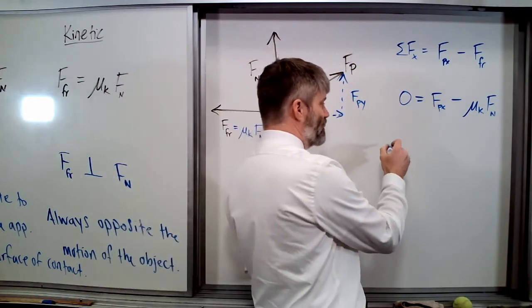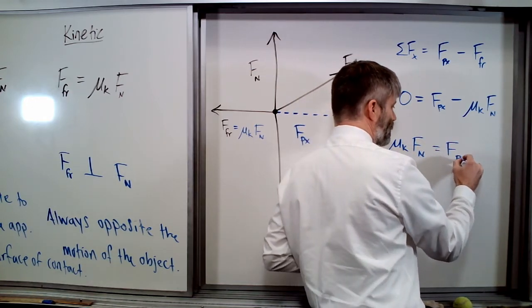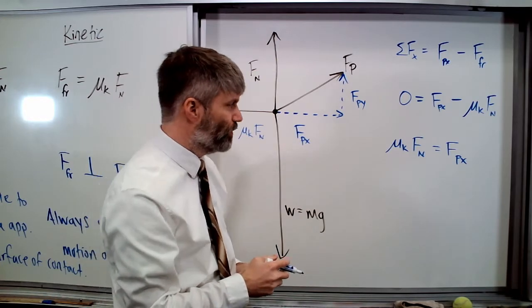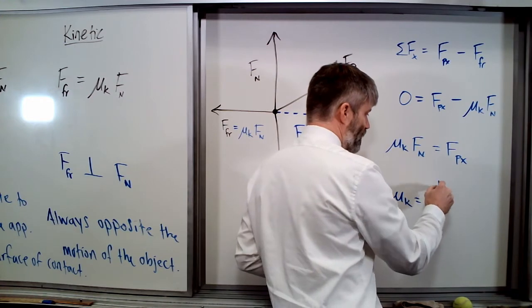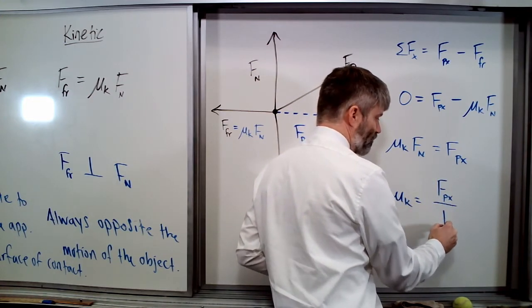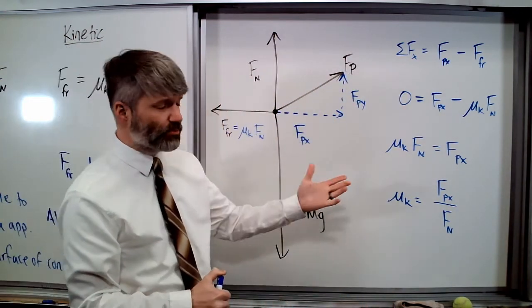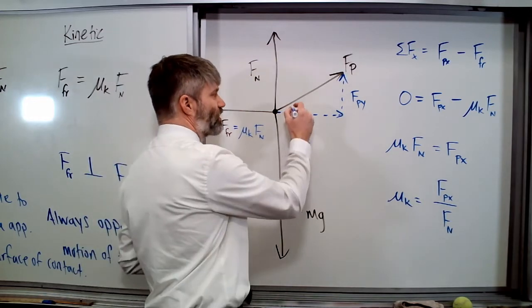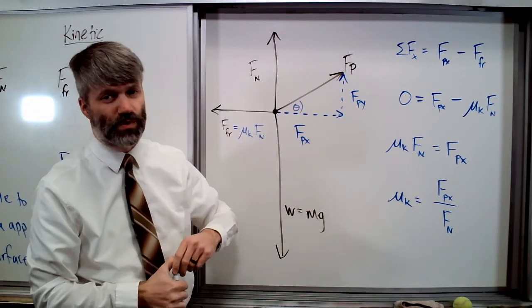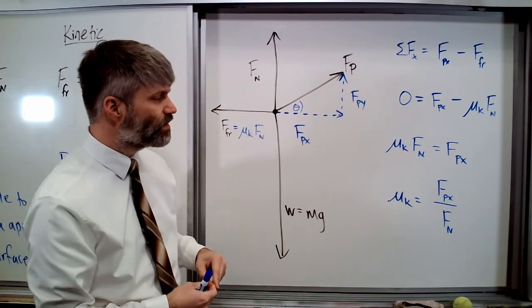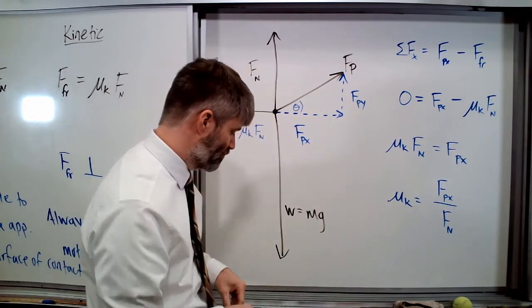And we can see that mu k times the normal force is equal to the x component of the pull. And if we're going to find just mu k on its own, we'll have the x component of the pull divided by the normal force. Well, the x component of the pull is no real problem because we know that theta is equal to 30 degrees and the magnitude of the force is equal to 750 newtons. So we can get that easily enough right there. It's the normal force that we have to get at this point.